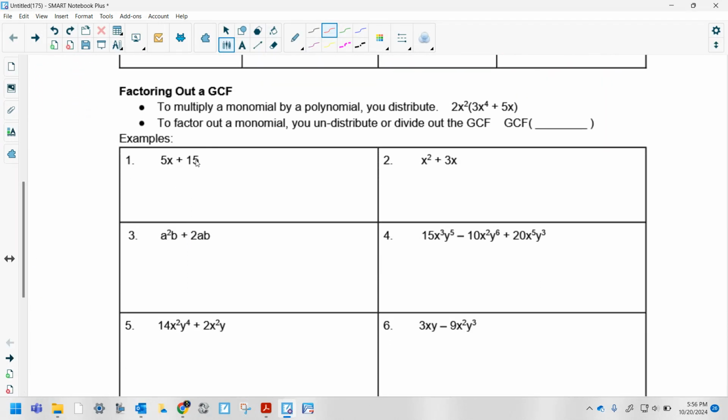Now we're factoring out the GCF. We find the GCF of 5 and 15.